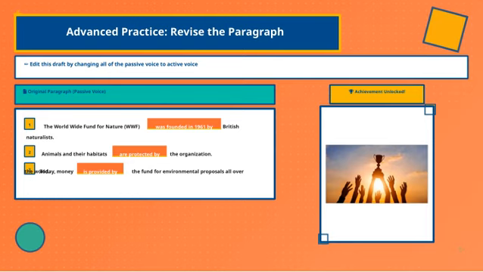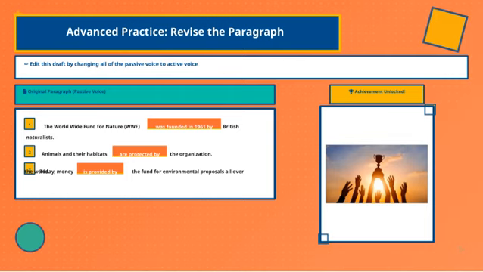First, the original paragraph states that the Worldwide Fund for Nature, or WWF, was founded in 1961 by British naturalists. Instead of saying it was founded by them, we can say that British naturalists founded the WWF. This way, the sentence emphasizes the action directly, making it more engaging and clearer.